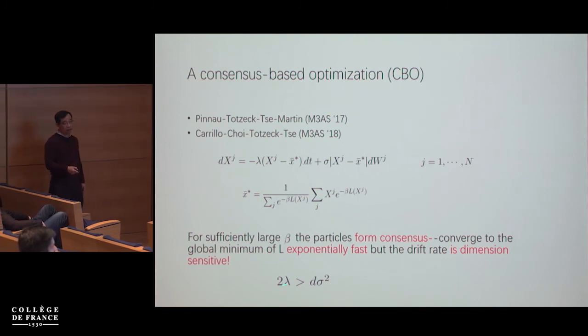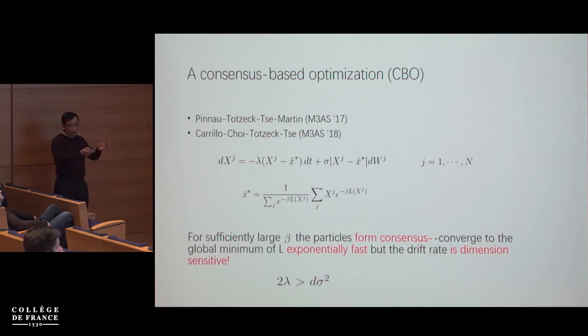But when d is large, this is a terrible condition because the drift rate is very high. By the time you're very close to the global minimum, all of a sudden you drift away. So the method does not work very well for high dimensional problems.